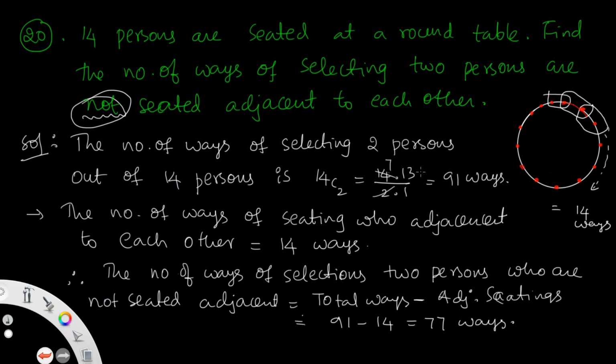But in the question, the persons are not seated adjacent to each other. So that is why I am taking total ways minus adjacent seatings of each other. That means 91 minus 14. Then you get those who are not seated adjacent to each other. That is the way of writing this question also. VSAQ, this is question number 20.